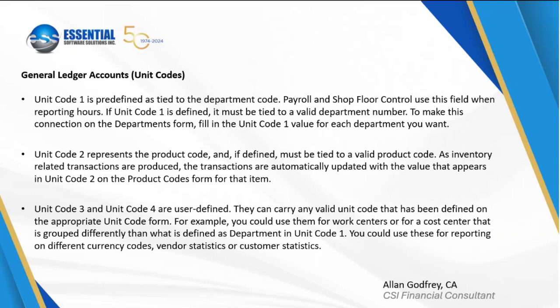And then we have Unicode 3 and 4, which are user defined. Basically, you can make them whatever you want. You know, I had said earlier, like a location, but you may have some other way that you want to keep track of things. Maybe the currency code or vendor statistics or customer statistics or whichever kind of works best for you. So you've got that available. You don't have to use them. It's totally up to you, but that's a way of basically extending your GL account.